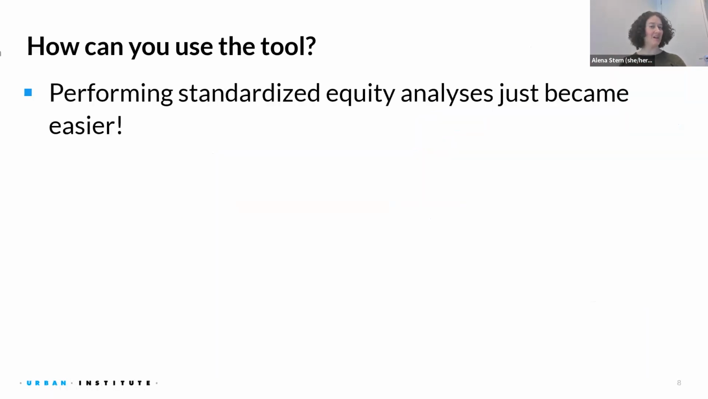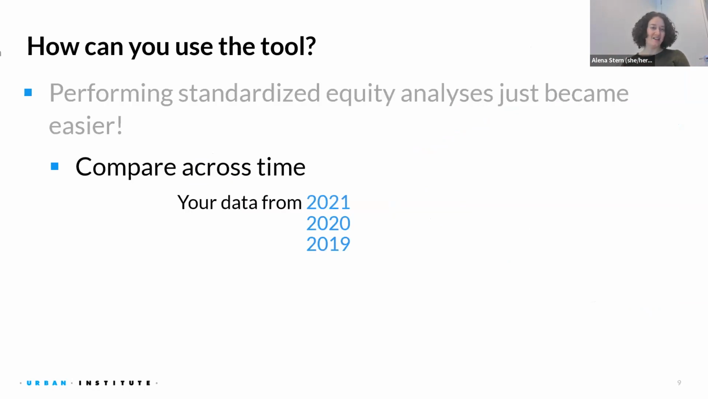Next slide. So how can you use this tool? We think that using the spatial equity tool makes these equity analyses much easier. Next slide. So one way this happens is you can compare data from across time. So for example, if you were working on a vaccination campaign that was spanning years, you could easily run data from year over year into the tool and understand how your organization is making progress towards its equity goals over time.